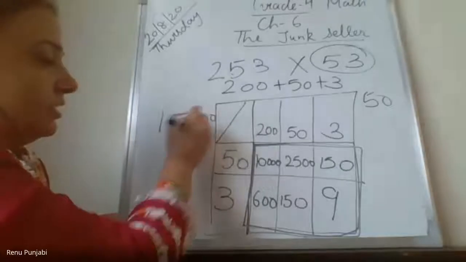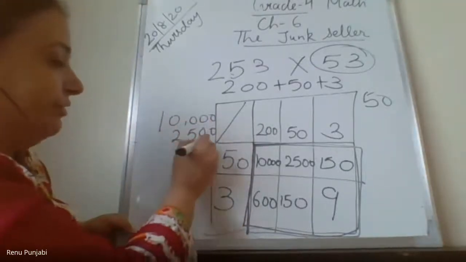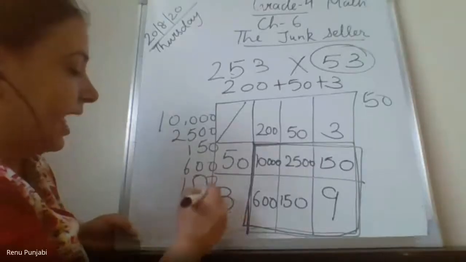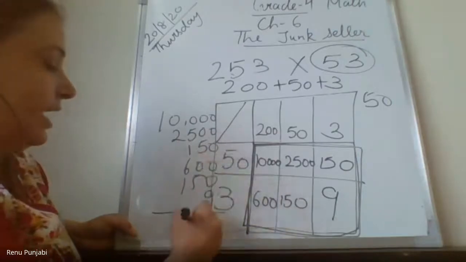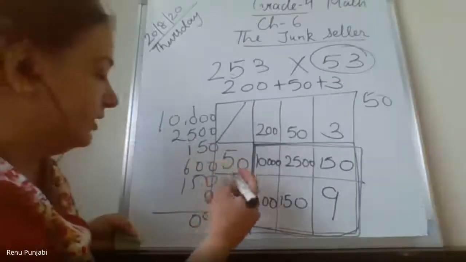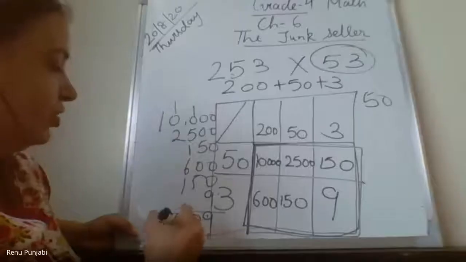10,000, 2,500, 150, 600, 150, and 9. Add them and get the answer and tell me what is the answer.